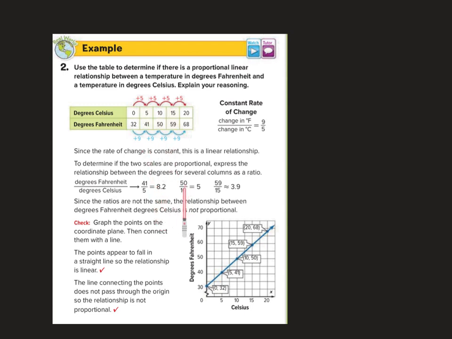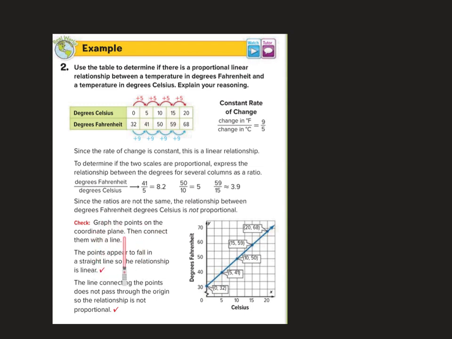50 over 10 is 5. And 59 over 15 is about 3.9. Since the ratios are not the same, the relationship between degrees Fahrenheit and Celsius is not proportional. So there was a constant rate of change, but they're not proportional because each of these fractions, when we convert degrees Fahrenheit over Celsius, does not give us the same answer. We had 8.2 and 3.9.